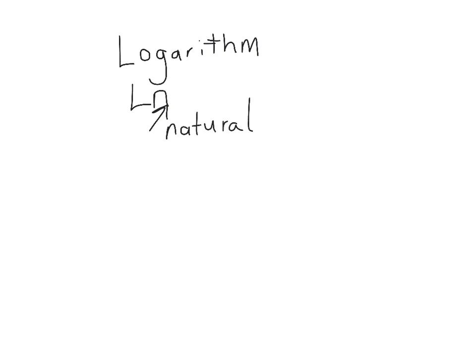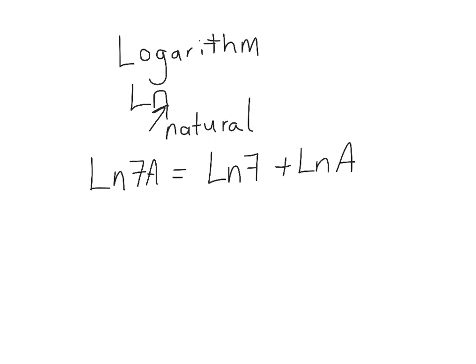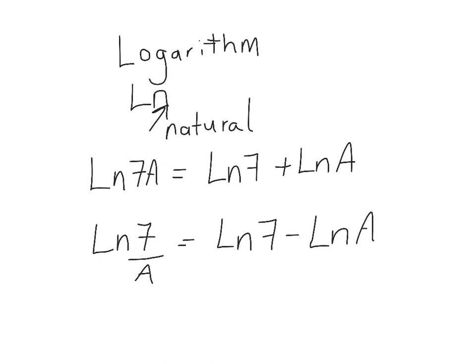And so they have some similar rules, just like we looked at the exponent rules. For example, if you have ln of 7a, that is equivalent to ln 7 plus ln a. So you can see we can separate that ln function into two functions with an addition. And if we had ln of 7 over a, that could be written equivalently as ln 7 minus ln of a.